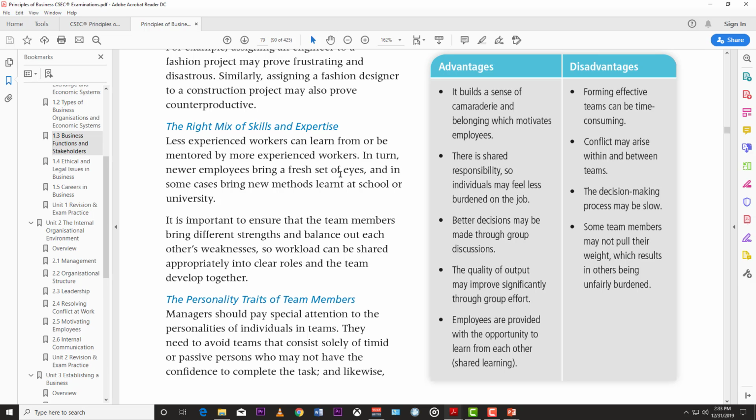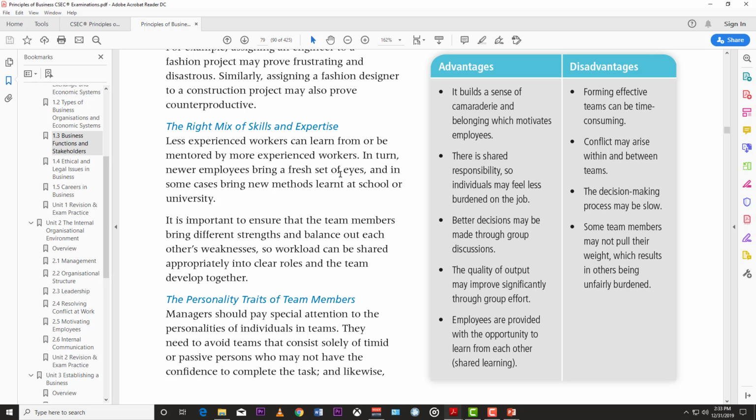And next one, there is a shared responsibility, so individuals may feel less burden on the job. Because we're working as a team, you don't have to shoulder all responsibility alone, so you don't feel as burdened. Sometimes when you have a lot of things to do you feel overwhelmed. Teamwork makes the dream work, so you divide into teams, and individual responsibility is shared across the team.